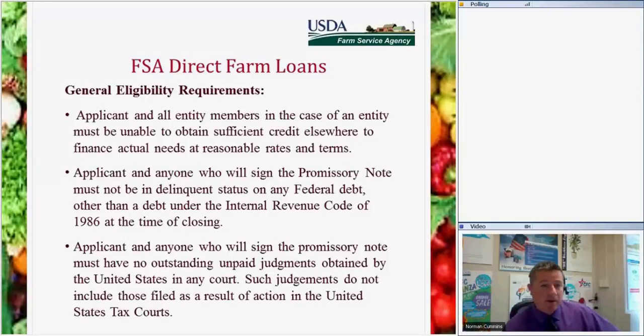Anyone that signs the promissory note must not be delinquent on any federal debt. A lot of times it's school loans where you're a couple months behind. Get yourself caught up. We understand. Just don't come to us with any delinquent federal debt. We have a system that we'll be able to pull, and we'll know right away if you have any delinquent federal debt, and that'll automatically disqualify you. I've had it where people had some outstanding school loans, they were a couple months behind, got themselves caught up. We waited a couple months, and we were able to process a loan for them. So it's something to think about.